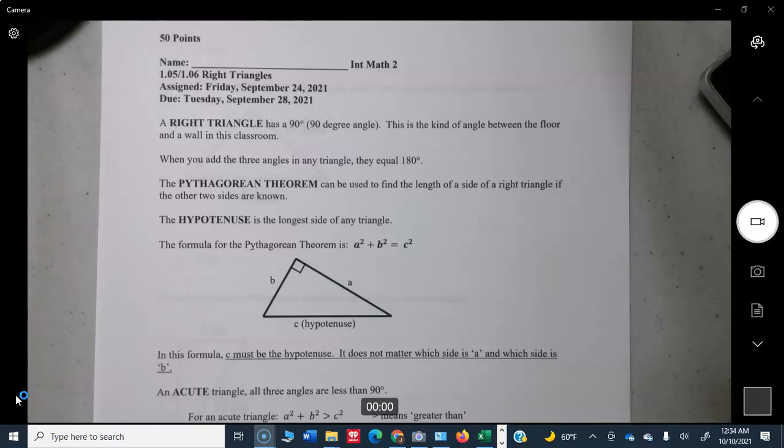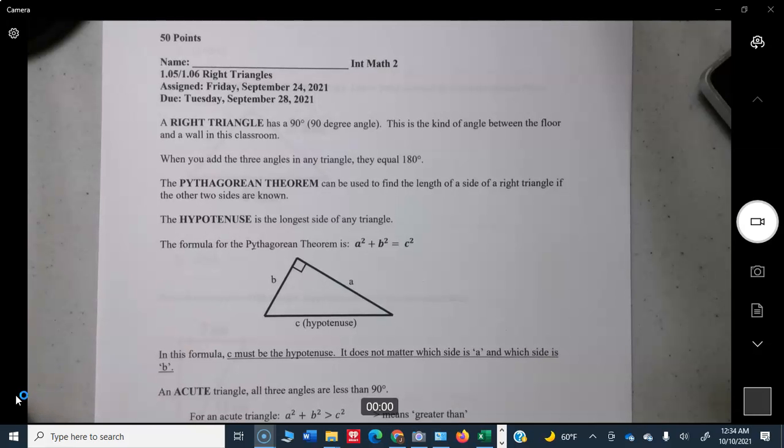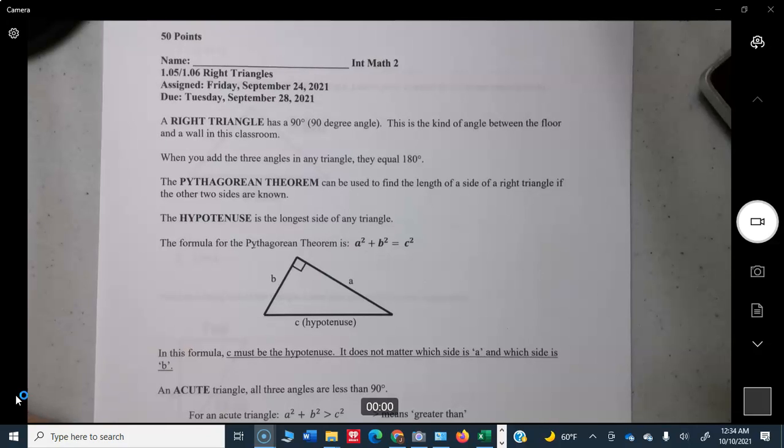The Pythagorean theorem can be used to find the length of a side of a right triangle if the other two sides are known. The hypotenuse is the longest side of the right triangle. The formula is a squared plus b squared equals c squared. In this formula, c must be the hypotenuse. It does not matter which side is a and which side is b. Whichever one you choose is fine.